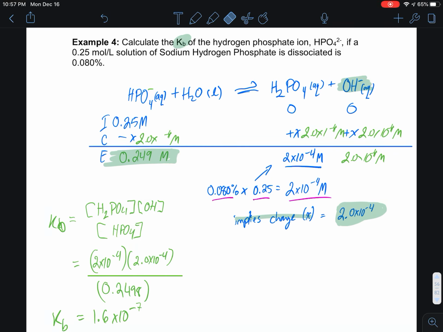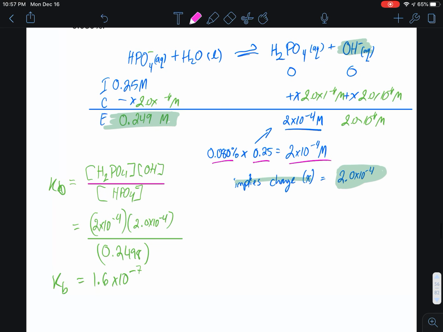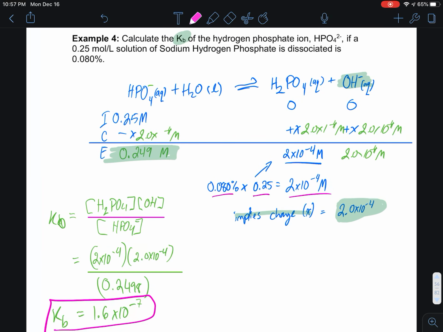And then we take these four values and we punch that into a Kb equation, which seems to be missing its R here. So give me a Kb, products over reactants, punch in the values, and you can determine the Kb.